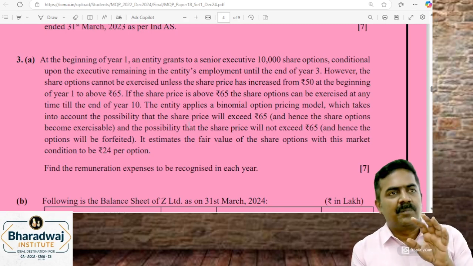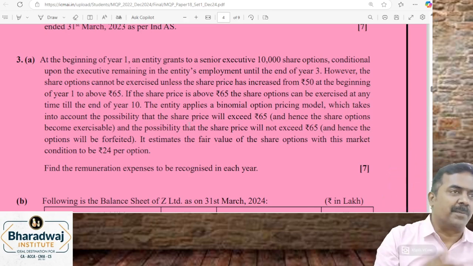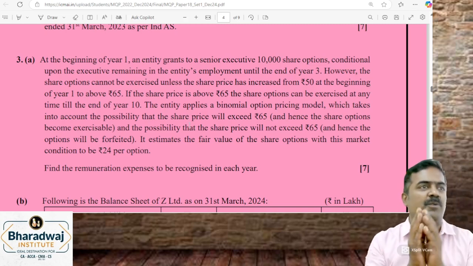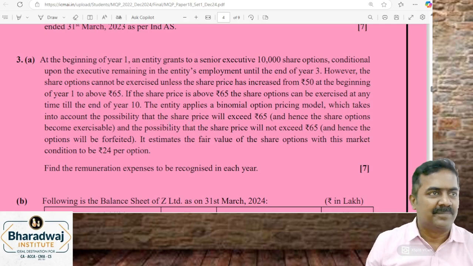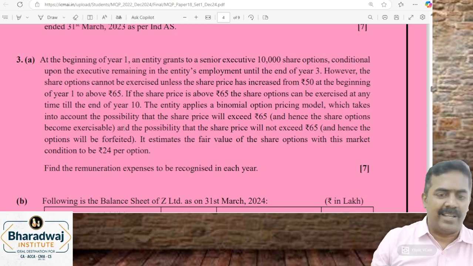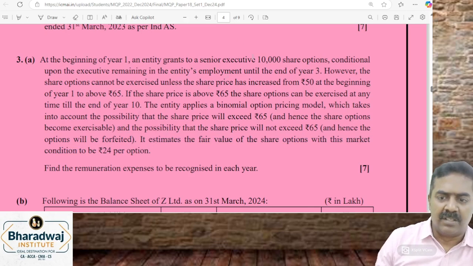Okay. Possibility that the share price will be more than 65. Possibility that the share price will be less than 65. ரெண்டையும் consider பண்ணிட்டு நான் அந்த fair value work out பண்றேன் அப்படின்னு சொல்லியிருக்கேன். Okay. I consider both probabilities. Then I estimate based on that the fair value of the option is how much? 24 னு சொல்லியிருக்கேன். Answer is 10,000 into 24 into 1 by 3.